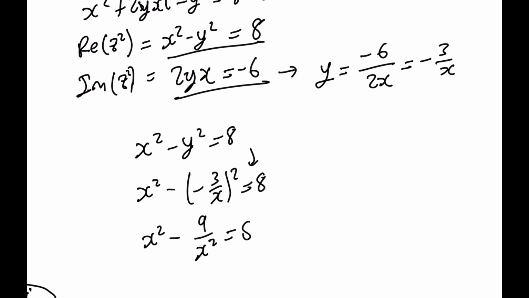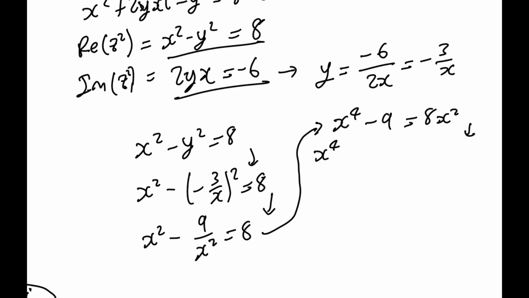And now we can rearrange this by multiplying by x squared on both sides. We'll get x to the power of 4 minus 9 is equal to 8x squared. And if we leave this all on one side, we'll get x to the power of 4 minus 8x squared minus 9 is equal to 0. This looks very similar to a quadratic, except we have 4 and 2. It's basically a pseudo-quadratic.